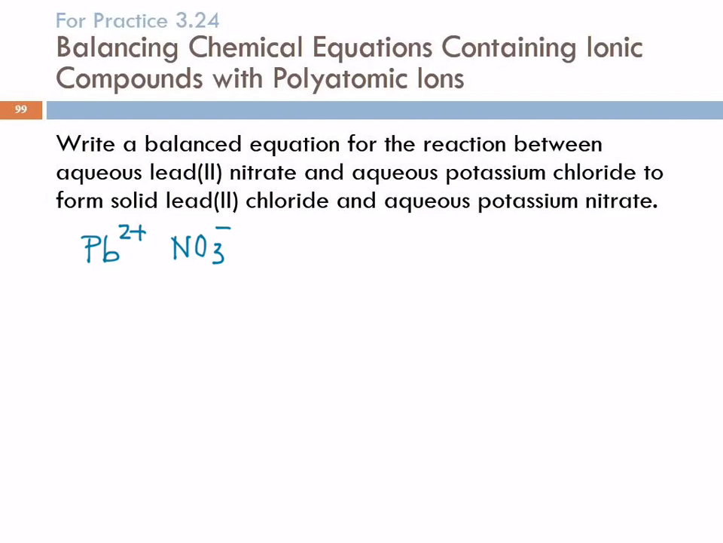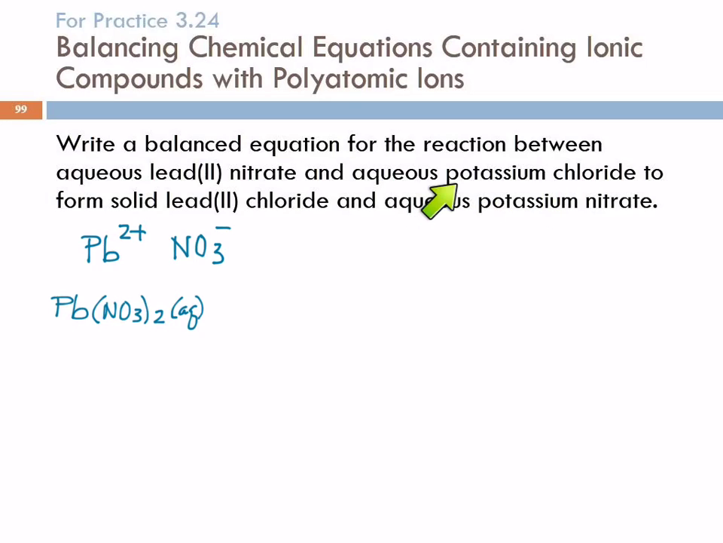We can do the crisscross thing, where we take this charge 2 and make it the subscript on the nitrate. Or we can think about it and say, well, I'll need 2 of these -1 ions to balance the charge on the +2. However you think about it, we should end up with the same formula, which is Pb(NO3)2. And we're told that it's aqueous, so we put (aq) in parentheses afterwards. Okay, so that's a little practice in writing formulas.